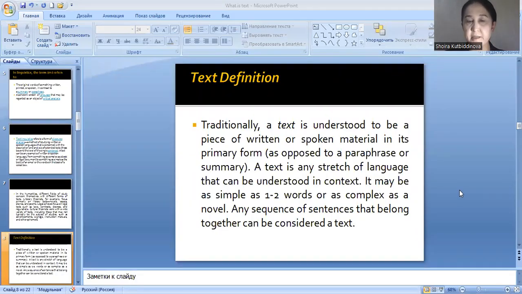So what is the text definition? Traditionally, a text is understood to be a piece of written or spoken material in its primary form, as opposed to a paraphrase or summary. A text is any stretch of language that can be understood in context. It may be as simple as one or two words or as complex as a novel. Any sequence of sentences that belong together can be considered a text.